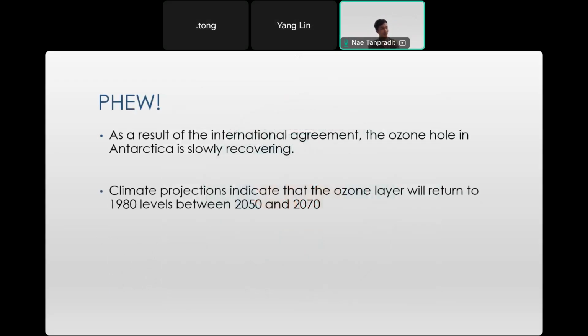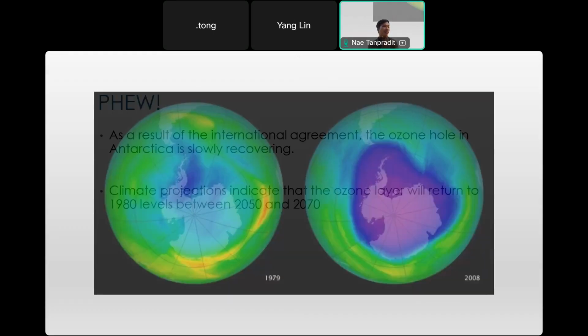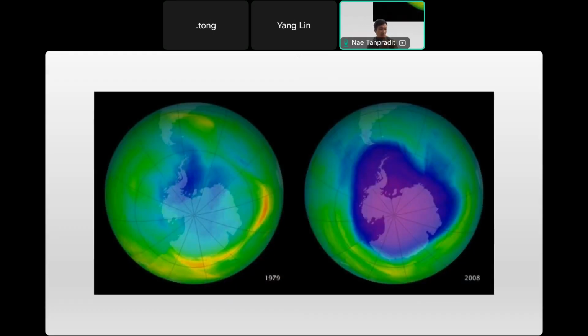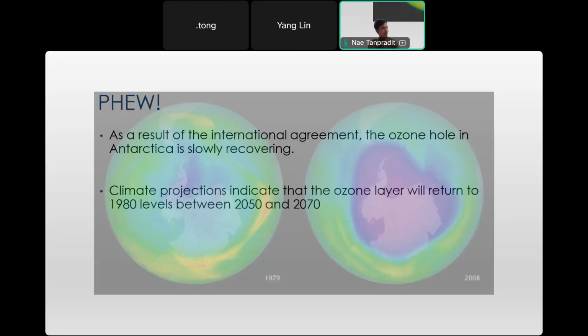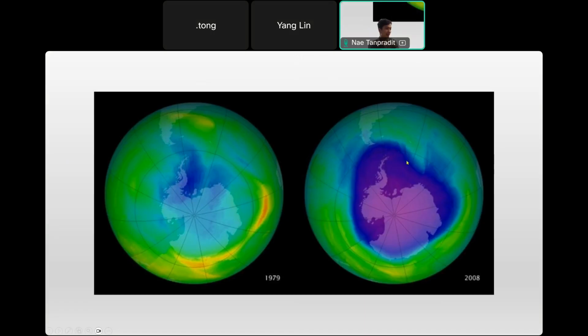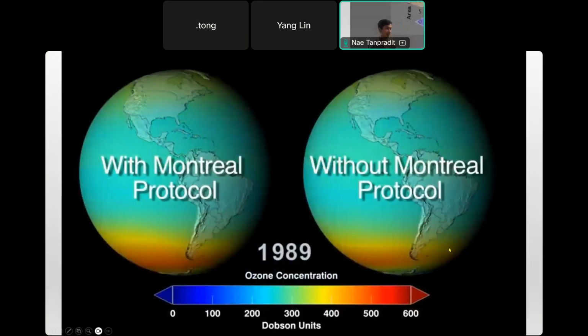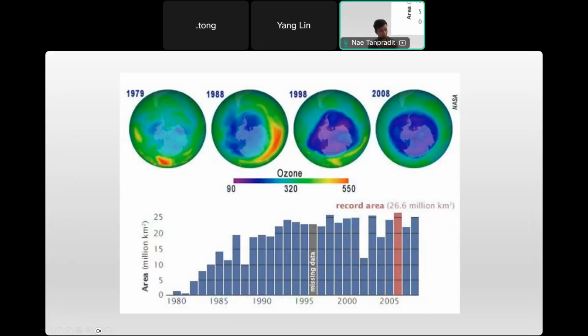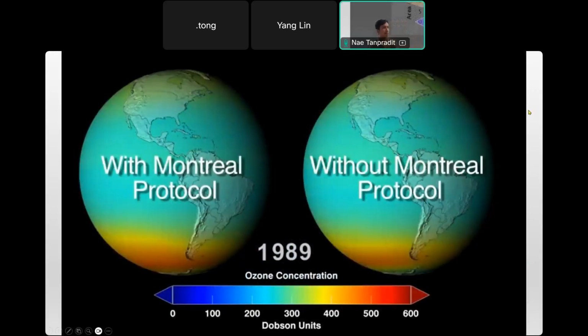This is the Montreal Protocol logo. At first, in 1979, we could see at the South Pole, at Antarctica, and some part of South America, the hole in the ozone layer. It got worse and bigger, but now it's recovering. The ozone layer is recovering, and it's not growing larger anymore. It's stable and keeps getting better.